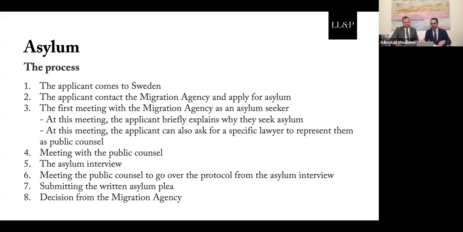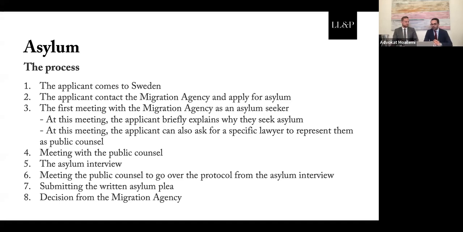But then after the meeting with the public counsel, you have the asylum interview, where you will be given the opportunity to talk about your asylum case, and then the migration agency will ask questions based on the information that you tell them. More of this shortly. After the interview, you will have a meeting again with your public counsel. And in that meeting, the public counsel has received a protocol, so basically a copy of everything that has been said during the asylum interview.